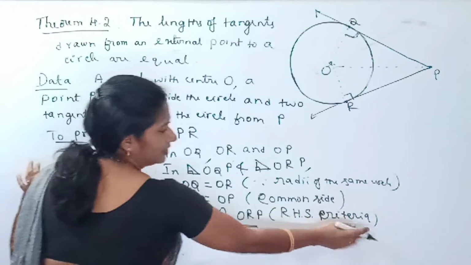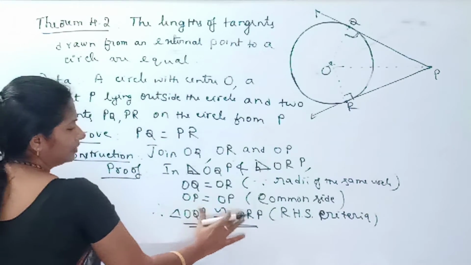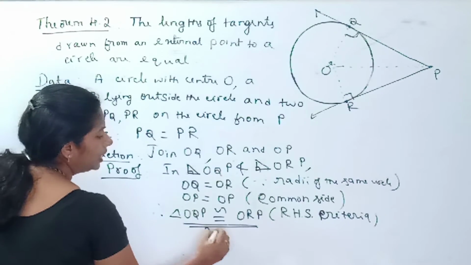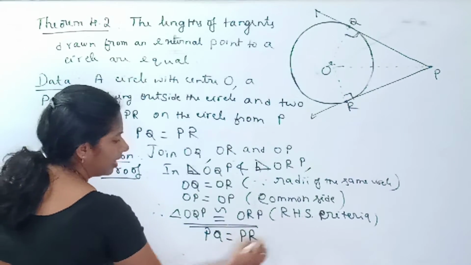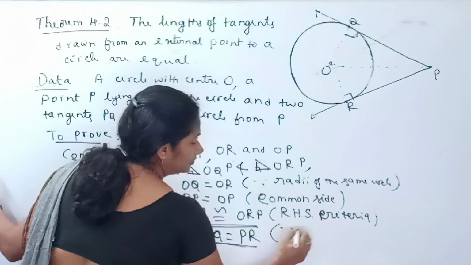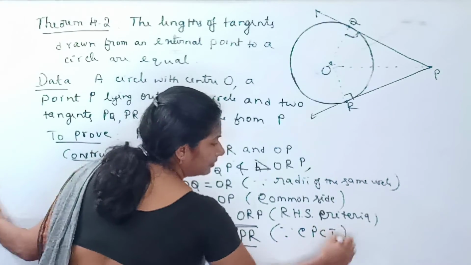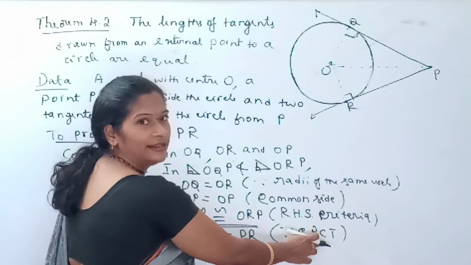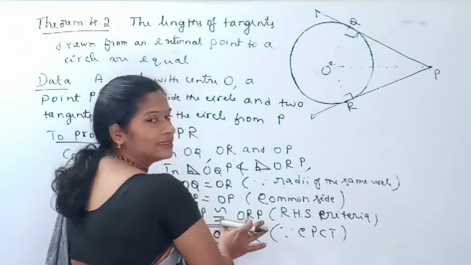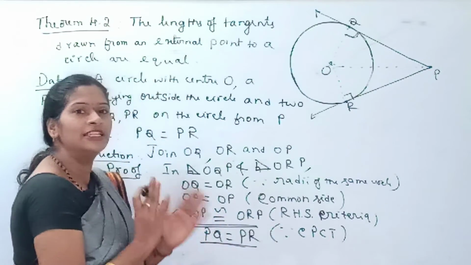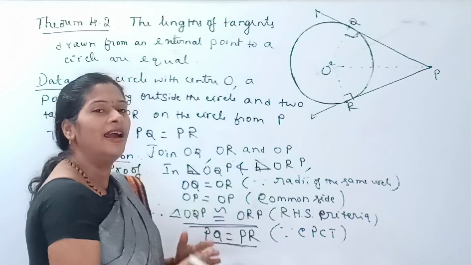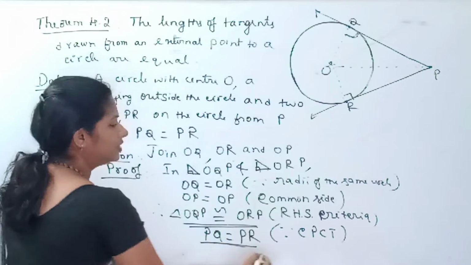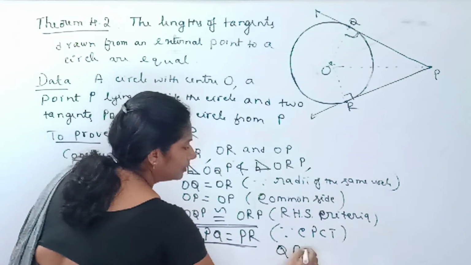So by RHS criteria, if the two triangles are congruent, then directly write PQ equal to PR, because of CPCT, meaning corresponding parts of congruent triangles. If two triangles are congruent, then their corresponding sides are equal and also corresponding angles are equal. At last you write QED.